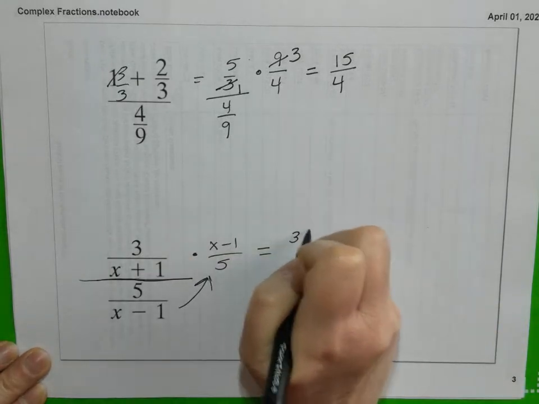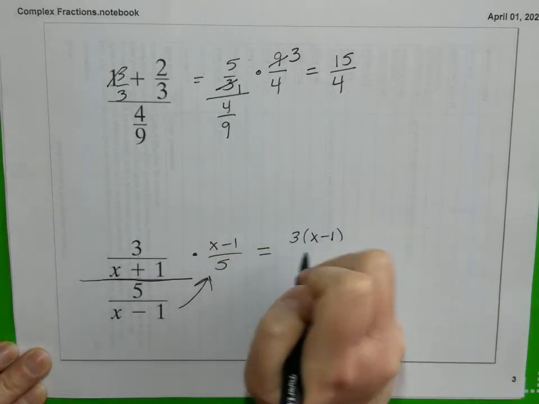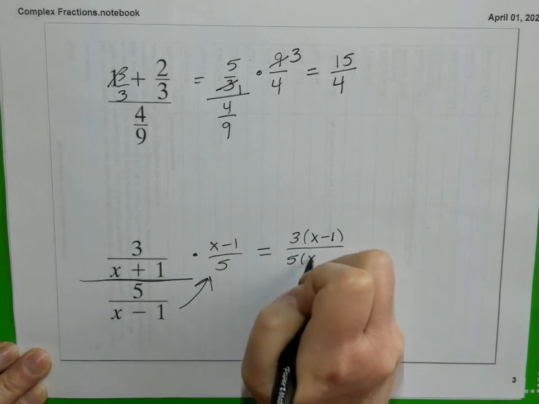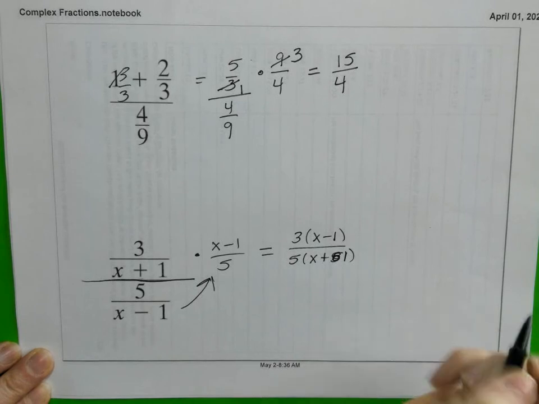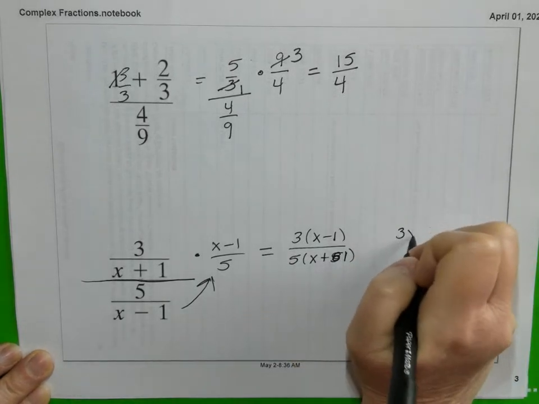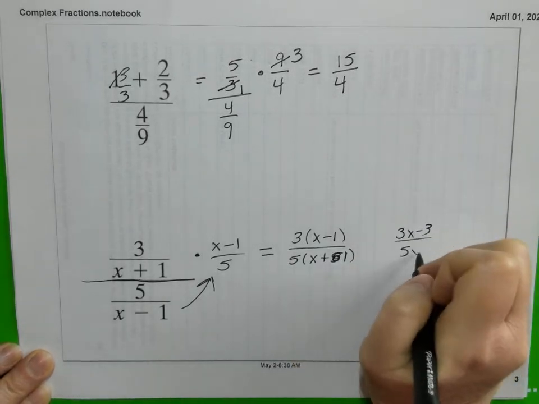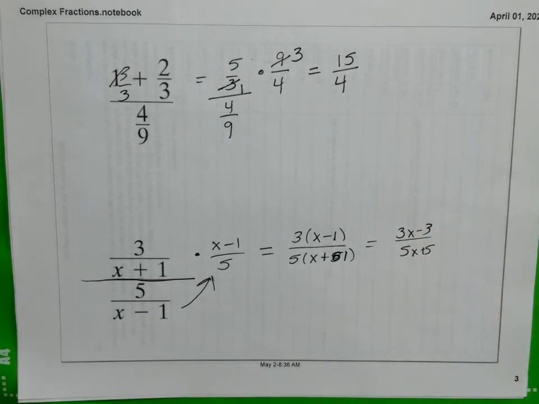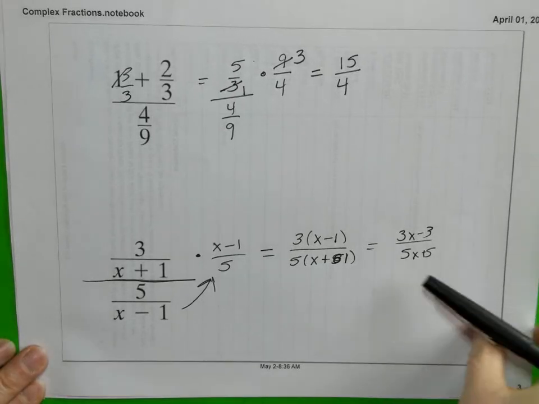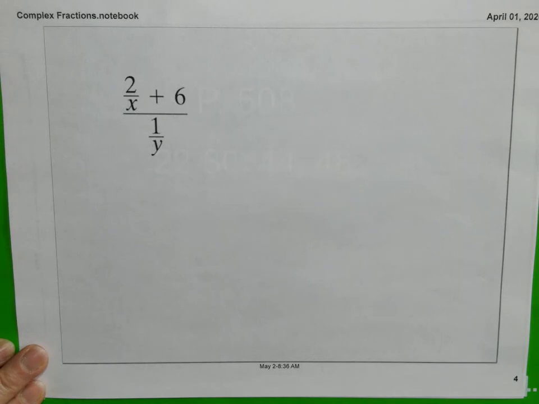So I have 3 times the quantity x minus 1 over 5 times the quantity x plus 1. If you want to multiply that out and write it as 3x minus 3 over 5x plus 5, go right ahead. That doesn't bother me. Just don't make a silly math mistake while you're doing it. So far, so good. Let's try another one.